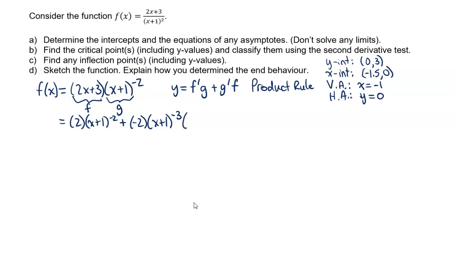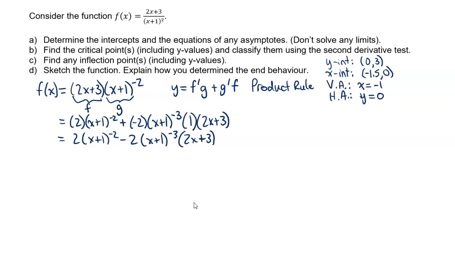Now we need to do the inside applying the chain rule. So the derivative of x plus 1 is just 1. So it doesn't really change anything, but in general, we don't want to forget that. Now we multiply that by the original f, 2x plus 3. Now what we can do is work on simplifying this. So I'm going to write this as 2 times (x plus 1) to the negative 2 minus 2 times (x plus 1) to the negative 3 times (2x plus 3).